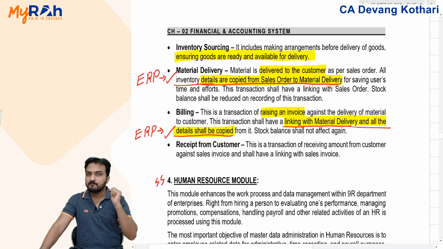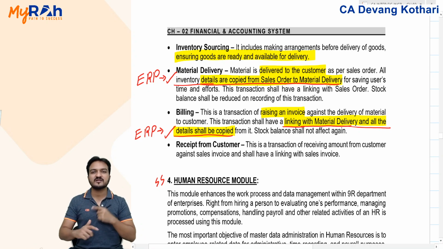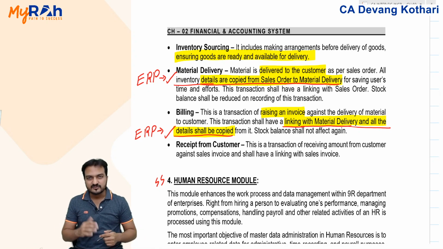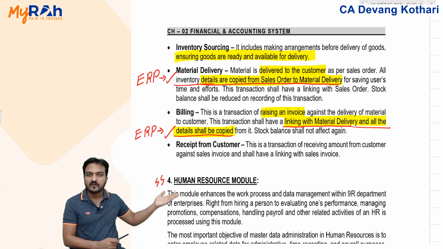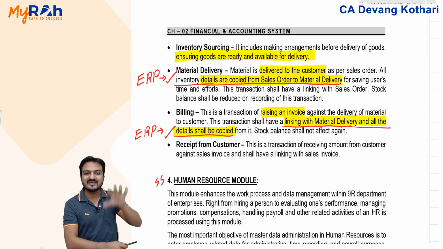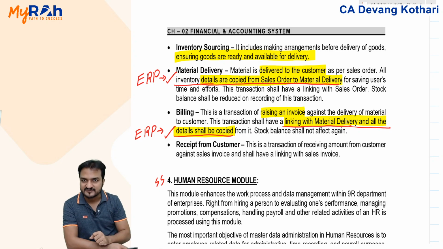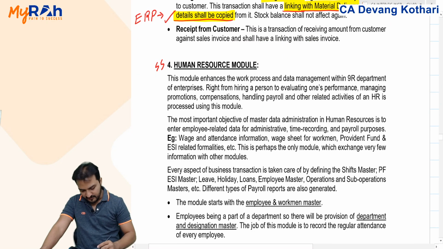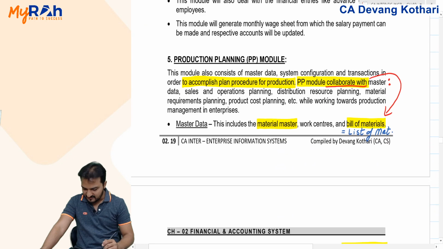Once again, please do not just write what the sales process is. You should at least include one or two points like this, which will show how ERP helps in that sales process. Further, next is the human resource module, that is okay, you can read.